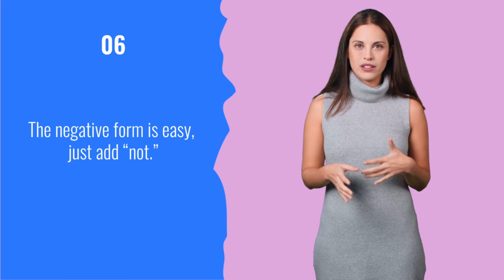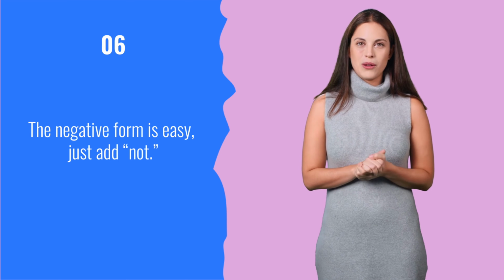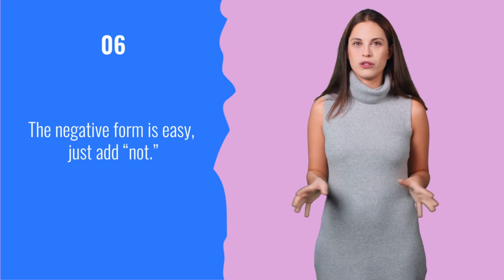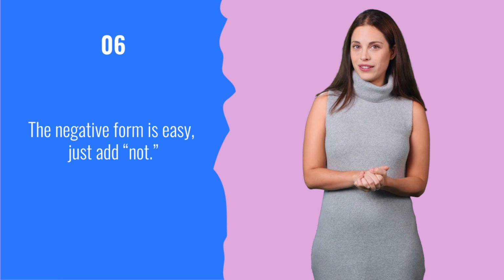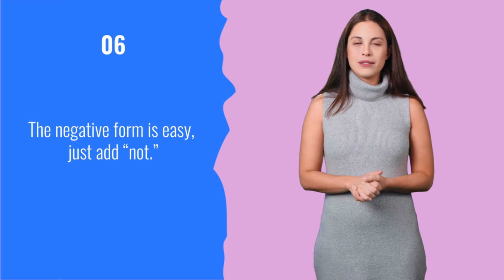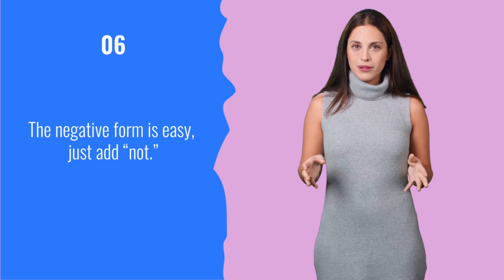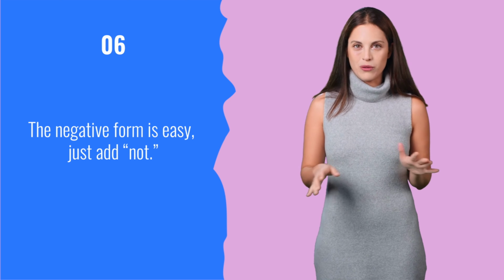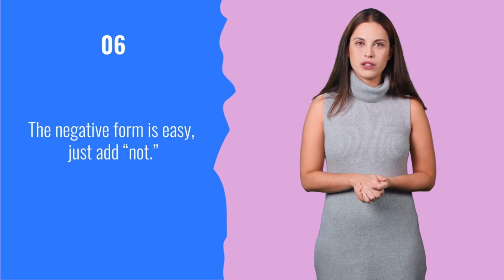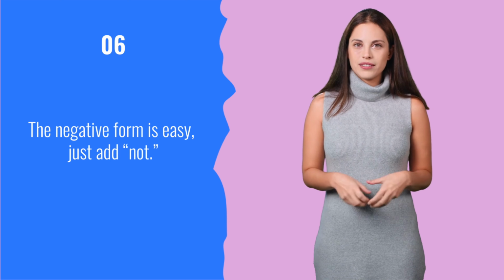Now let's look at questions. Forming a question in the past continuous is also simple. You just move was or were to the beginning of the sentence, then add the subject, then the verb plus ing. For example, what were you doing? You ask this when you want to know what someone was doing at a specific moment in the past.